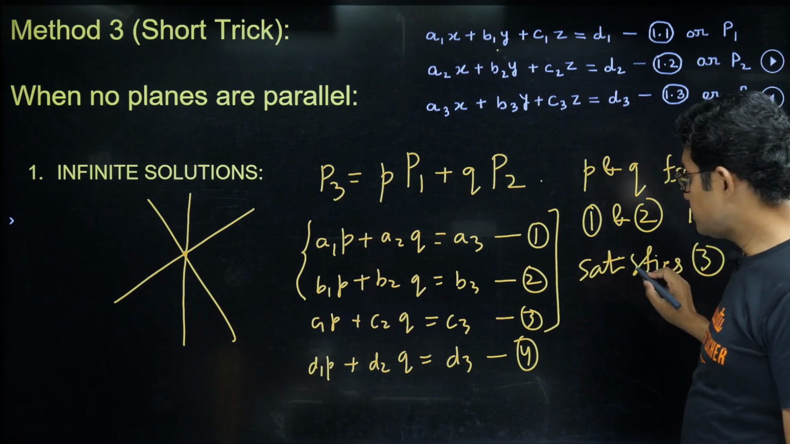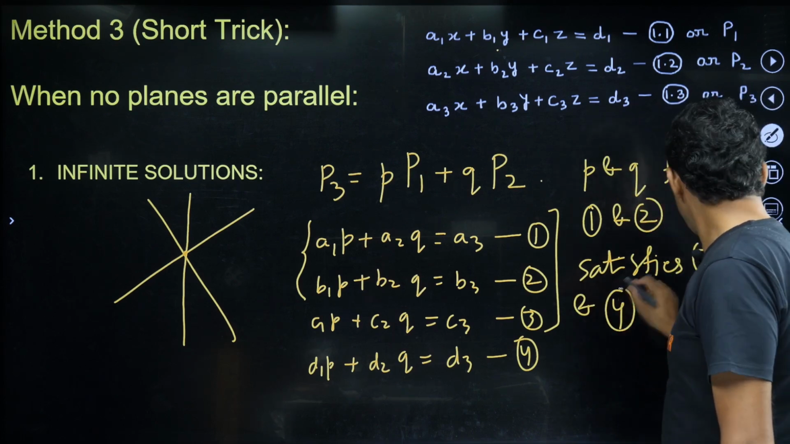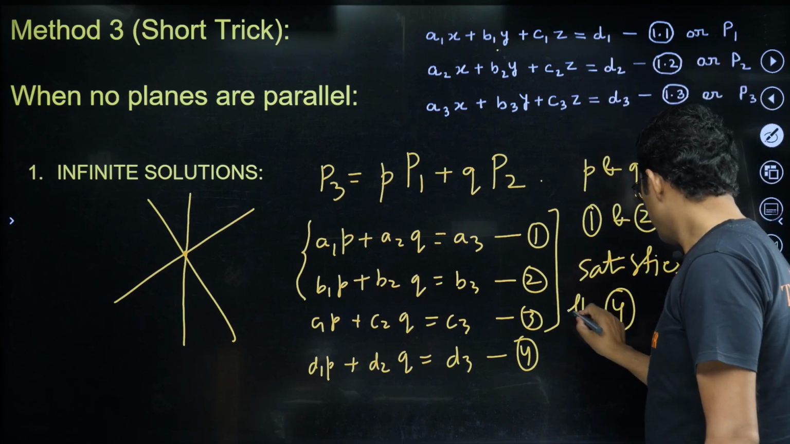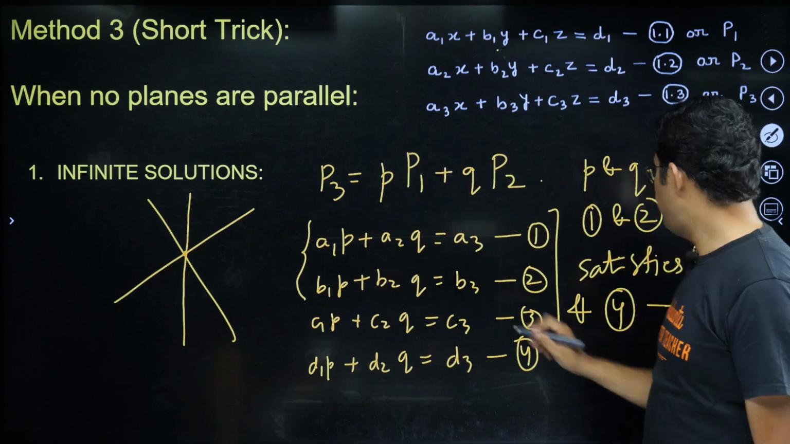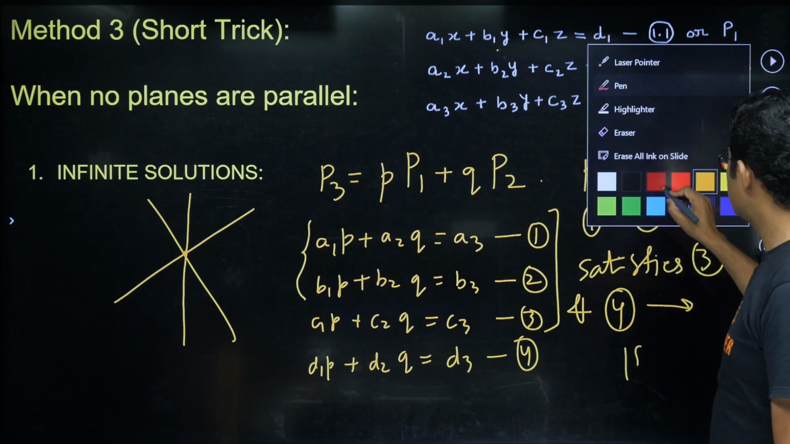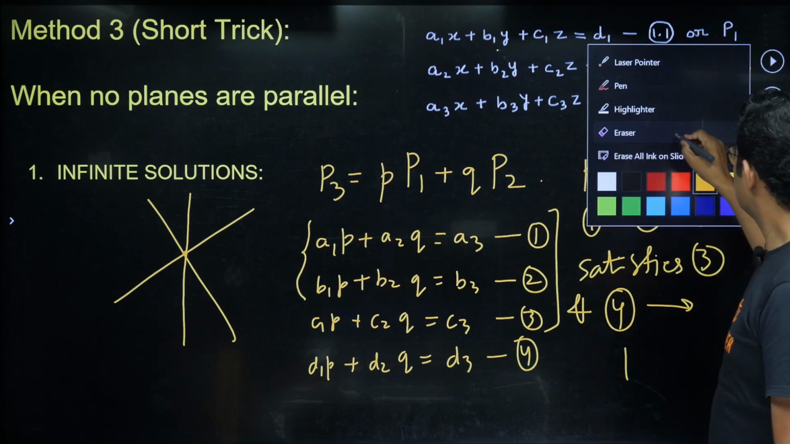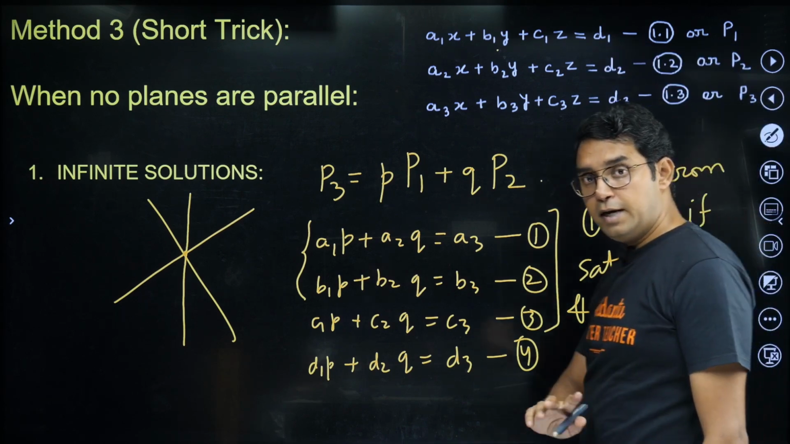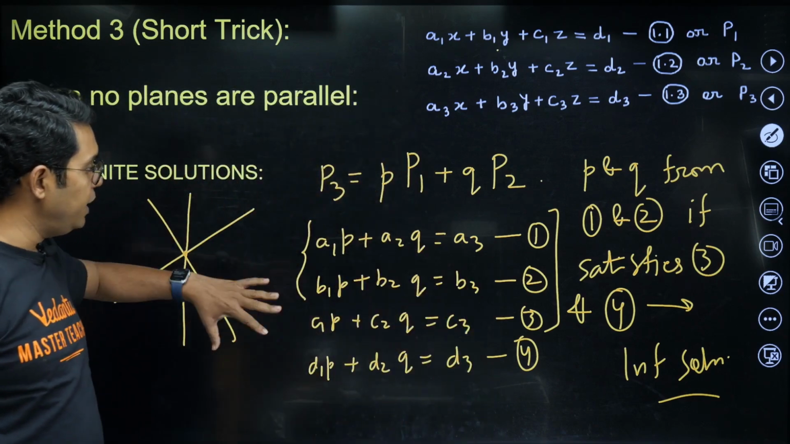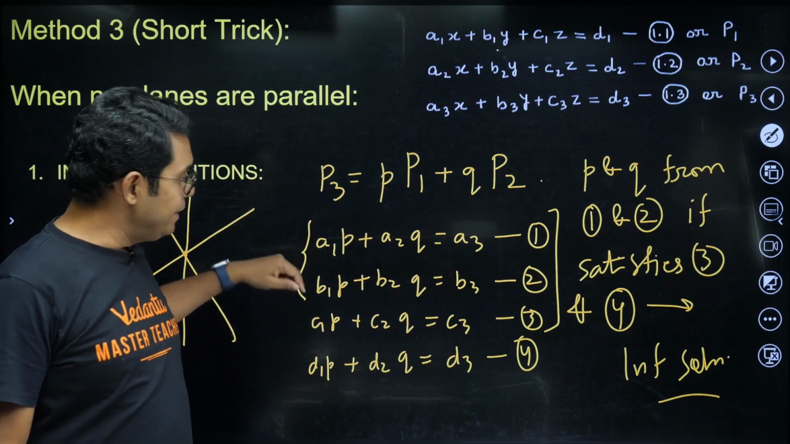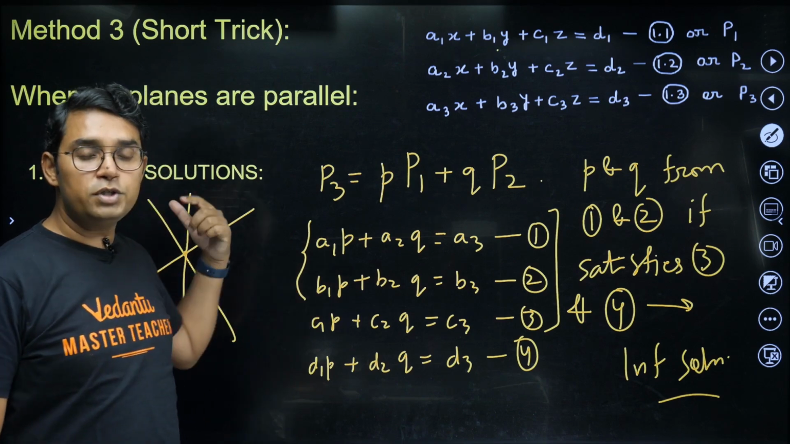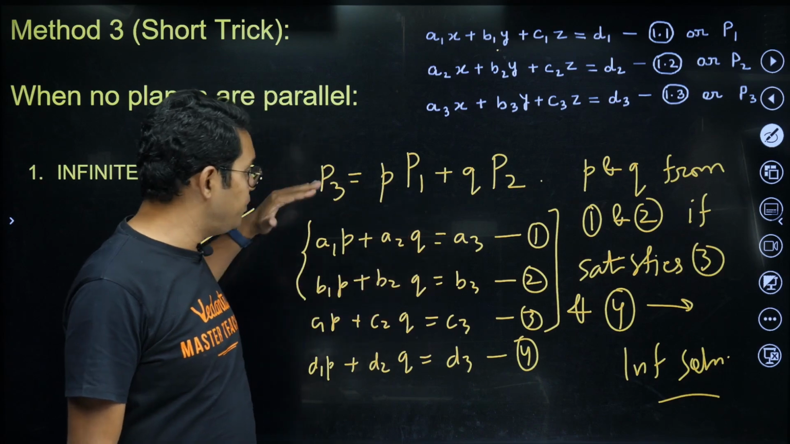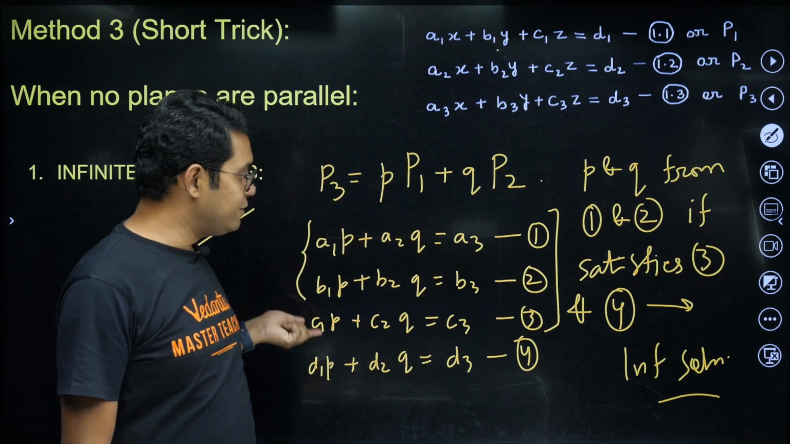if they satisfy 3 as well as 4, then you will have infinite solutions. That's it. To find whether infinite solutions are there or not, you have to make these four equations, and these four equations will be used to find no solution and unique solution case also. But for infinite solutions, you need to have P and Q obtained from 1 and 2 satisfy 3 and 4 also.